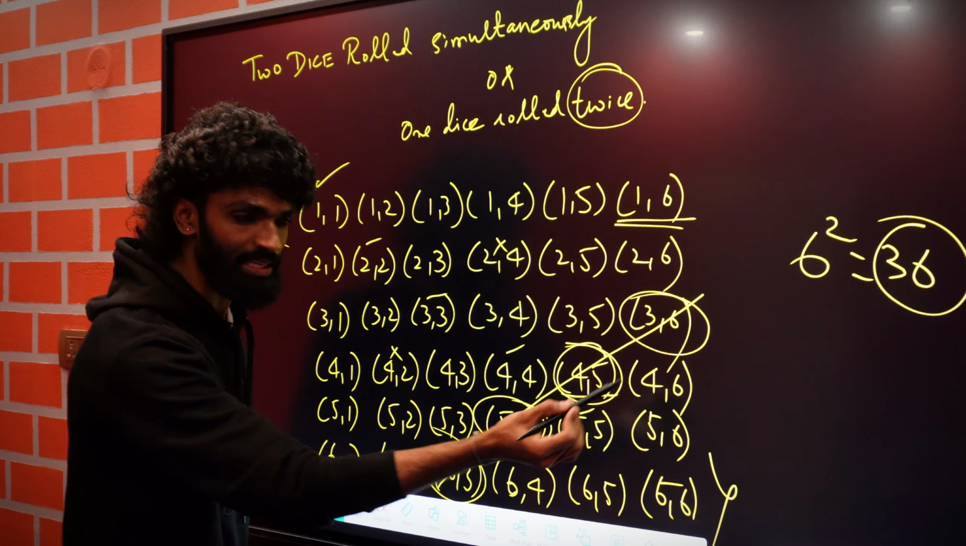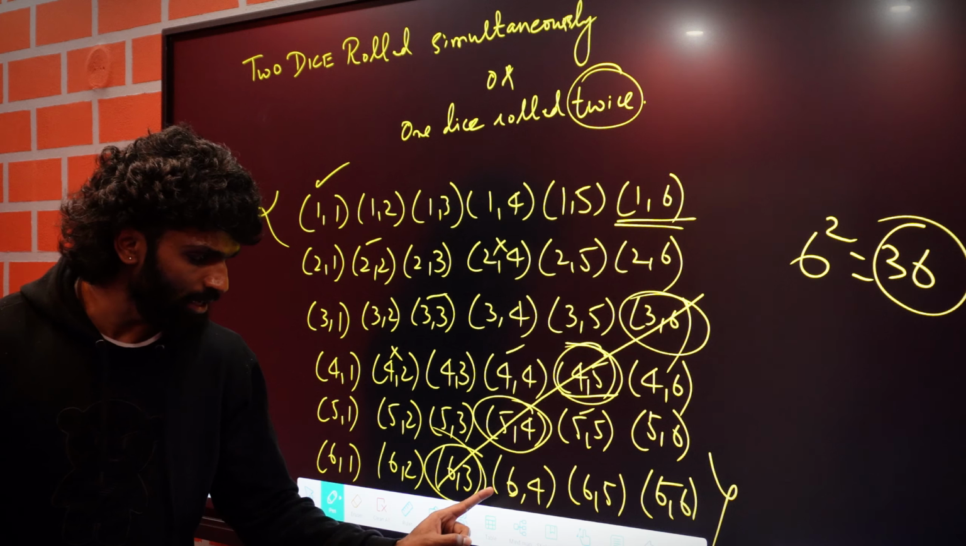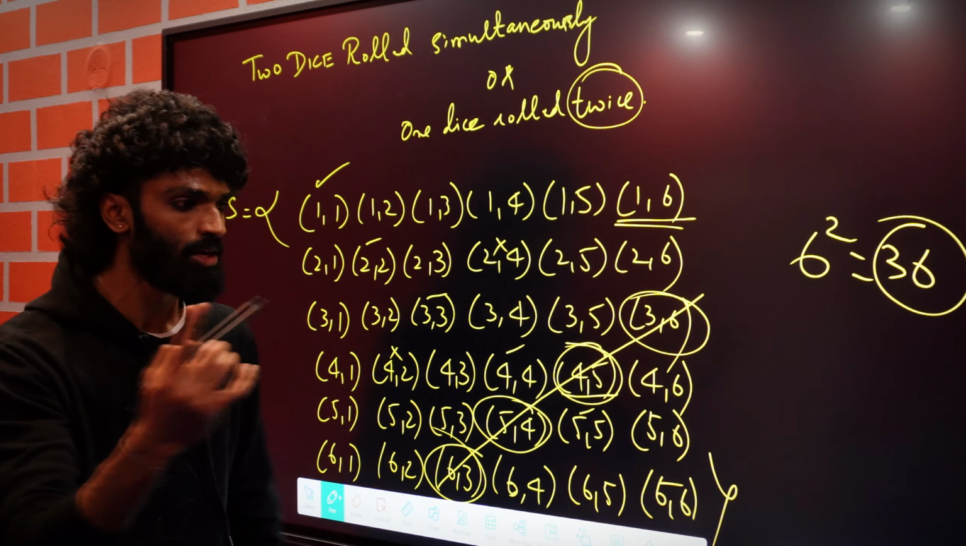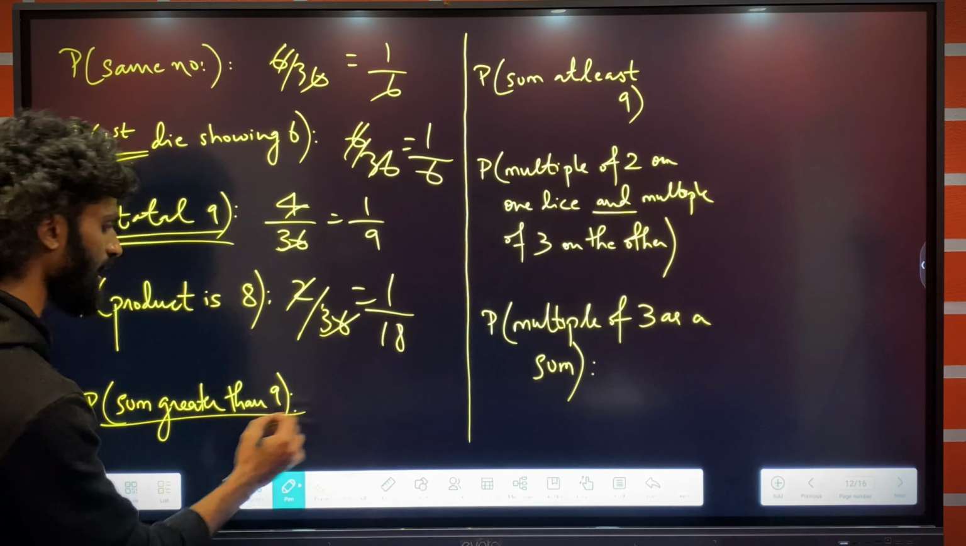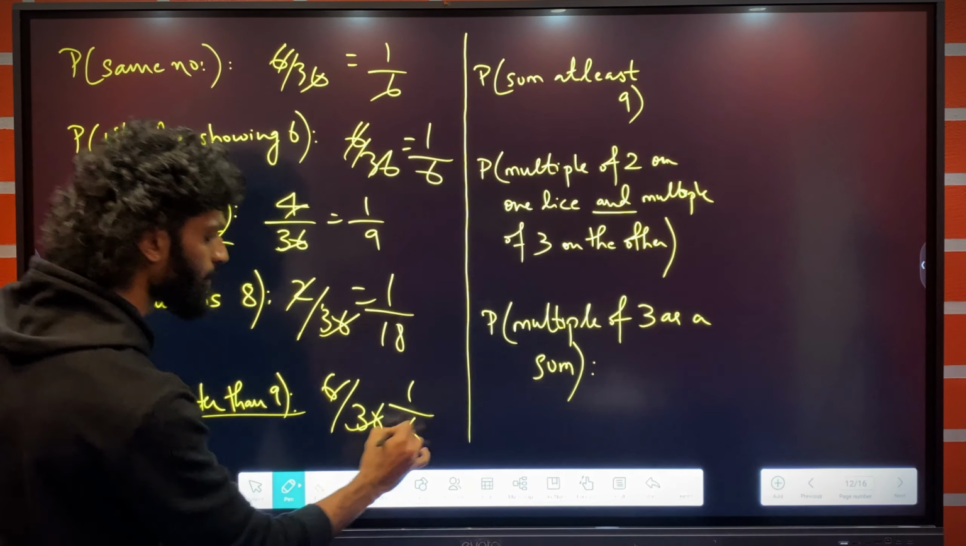Look at 4, 6, it's an entry. Why? 10, greater than 9, yes. 10, 11, again it's 10 here, 11 here, 12 here. So don't you think 1, 2, 3, 4, 5, 6 entries out of 36, the answer is greater than 9. So 6 out of 36, therefore the answer is 1 by 6.